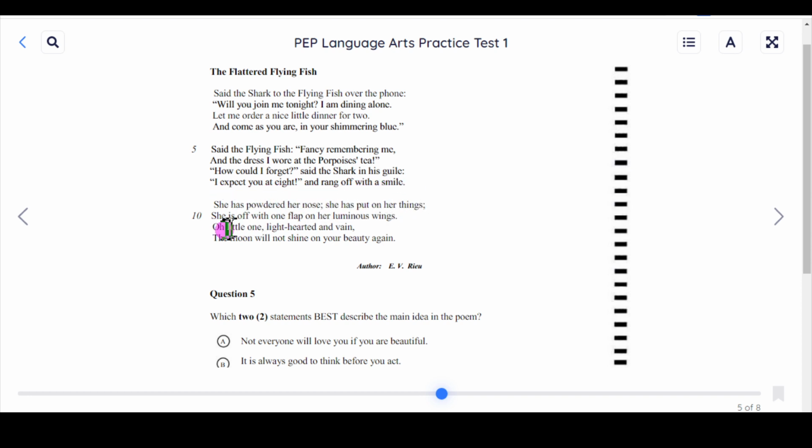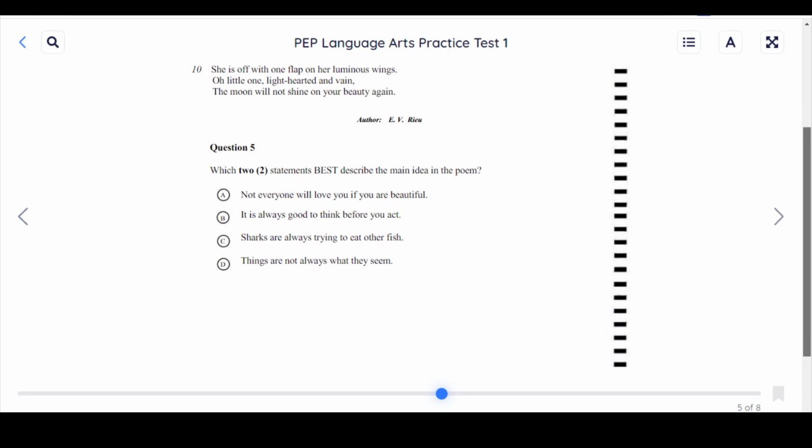So here it says, she has powdered her nose. She has put on her things, getting dressed. She's off with one flap of her luminous wings. Oh, little one, light-hearted and vain, the moon will not shine on your beauty again.